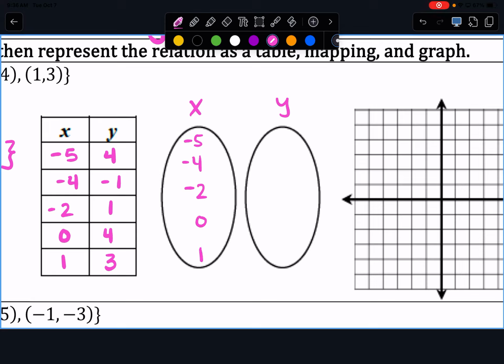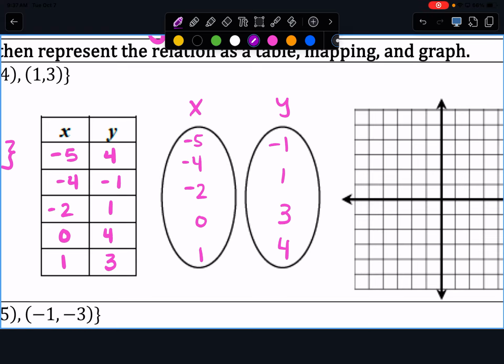Is there any duplicates in our y's? Yes, 4. So we'll just do -1, 1, 3, 4. Usually I do those in numerical order, smallest to biggest. Then we just draw the lines to connect them.